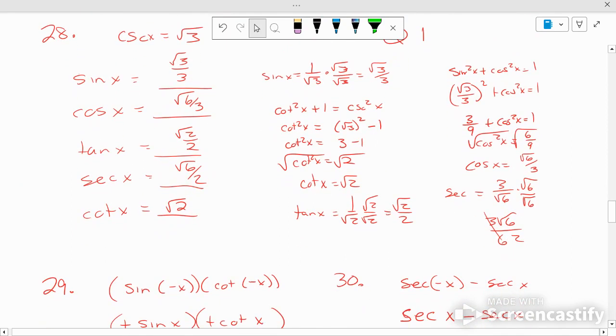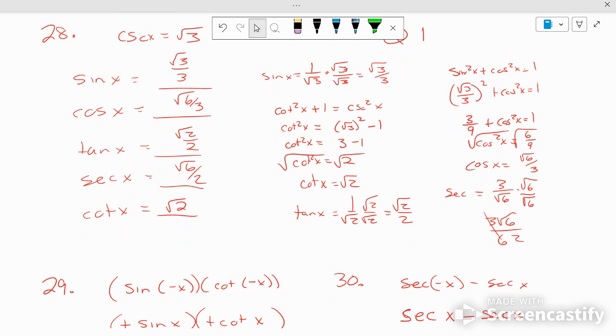28. Okay. On 28, cosecant of x is square root of 3. So if we start out with cosecant, cotangent squared plus 1 equals cosecant squared of x. So plug it in, we get the cotangent of x equals the square root of 2. We're in quadrant 1, so it makes everything positive, which makes it kind of nice.